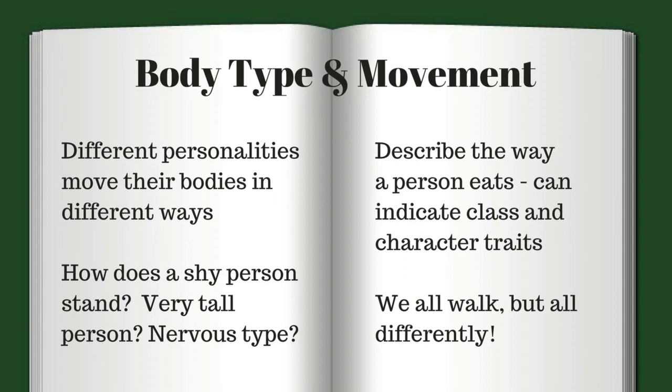A very tall person may stoop a little bit, bend his head down, and his shoulders may be rounded, because he's a bit self-conscious being so tall. A nervous type will not stand still. He'll look around, he'll move from foot to foot. We could describe the way a person eats and the kind of restaurant that he likes to eat in. This can indicate his class, how much money he has, and other character traits, like does he eat messily? Does she eat very slowly and very daintily, taking small bites?